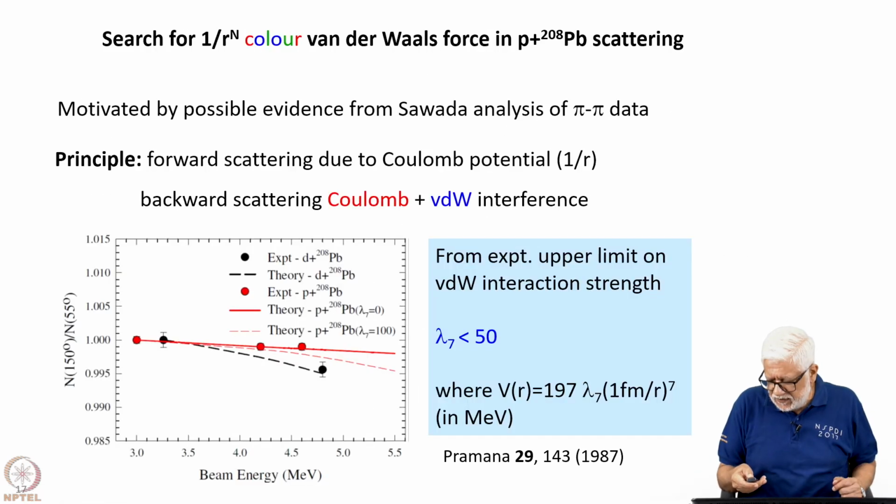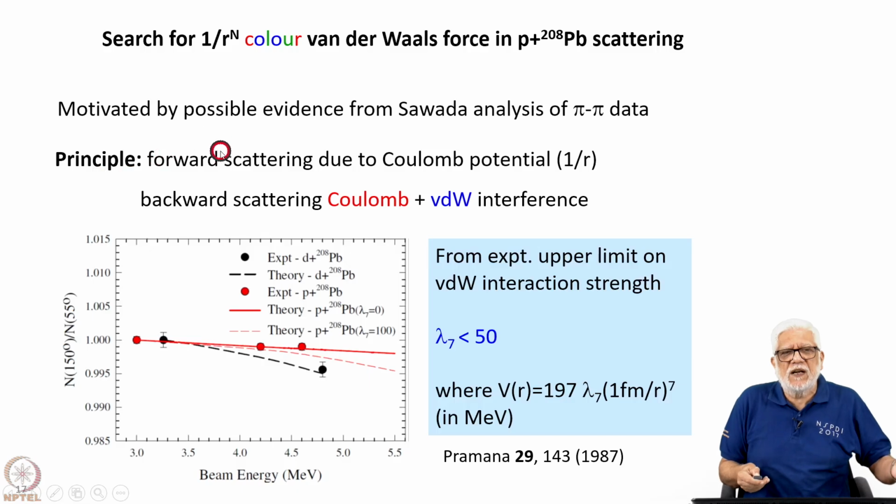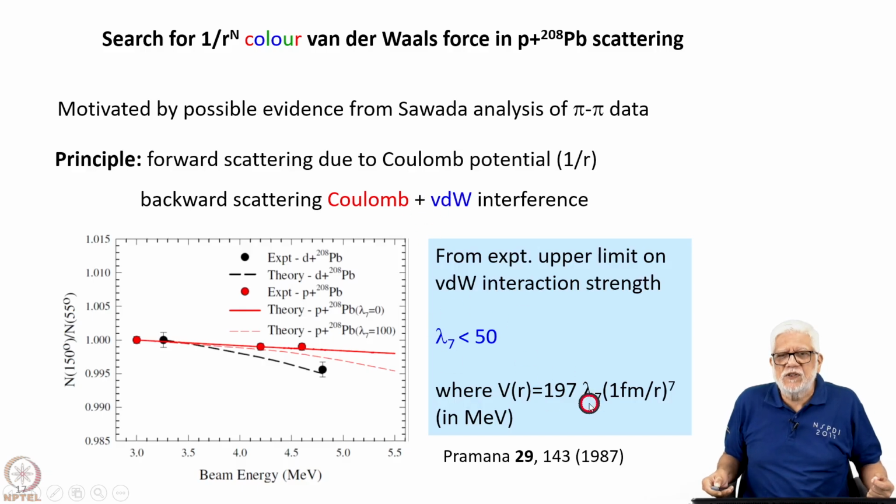Now, just because we are at it, I would just like to also say that the same idea of looking for a 1 by r to the power of n potential in a nucleon-nucleus interaction was looked at, and this is the reference 87, a Pramana reference. The same idea: the forward scattering is dominated by the Coulomb potential, which is 1 by r, but the backward scattering could have a small contribution if there is a long range interaction like a van der Waals interaction, which of course falls much faster with distance. So, we have looked at, for instance, a 1 by r7 potential, and we obtained a limit lambda 7 less than 50.